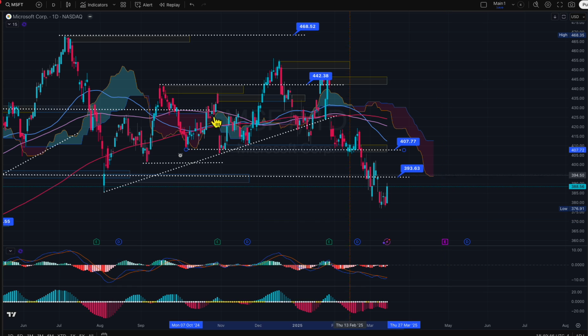Temporary small pullback right now, could bounce, then could have a pullback because of the SMA, folks. I don't like what I see here, okay, folks. Right now, when I see Microsoft, wow, it's not looking good, folks.